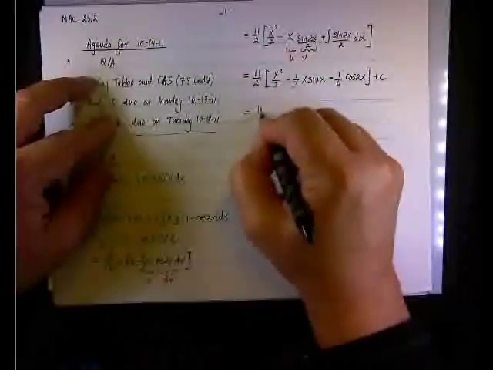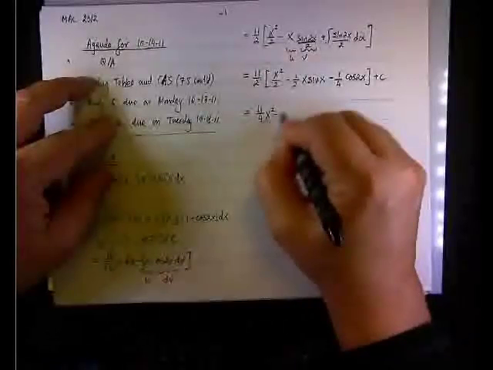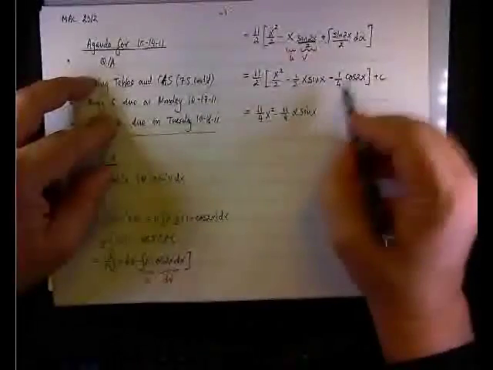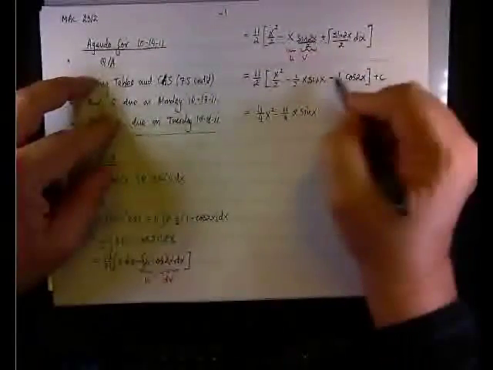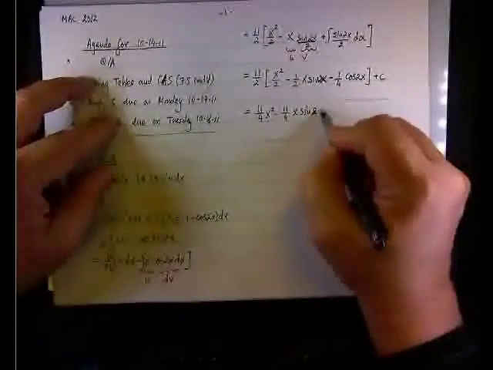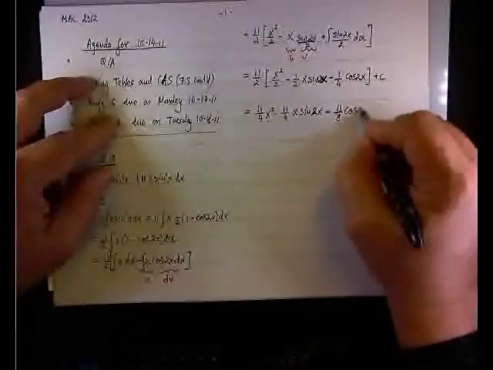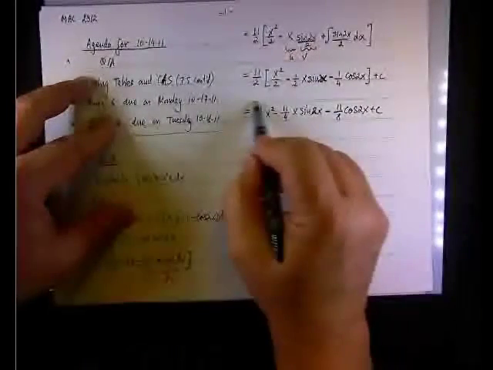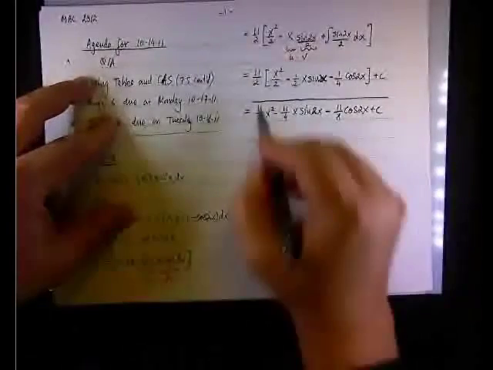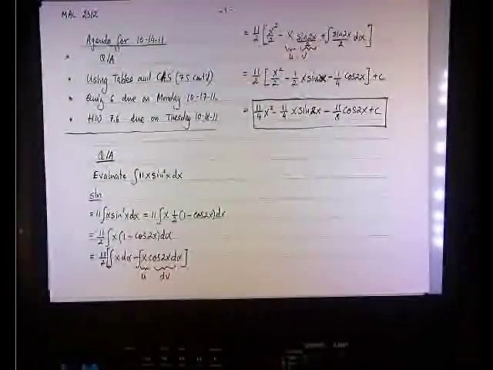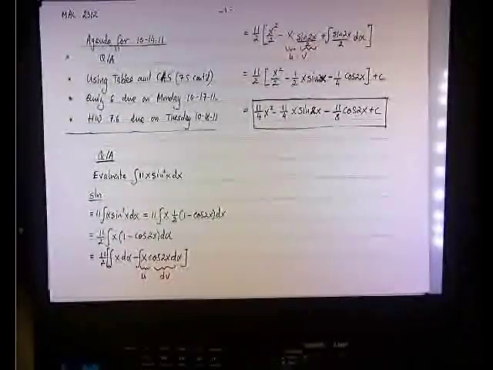up having 11 over 4 x squared minus 11 over 4 x sine of 2x, I'm sorry. Thank you. And then we have minus 11 over 8 cosine 2x plus c. Okay. So this was a manual job, and now we're going to move on and use tables.